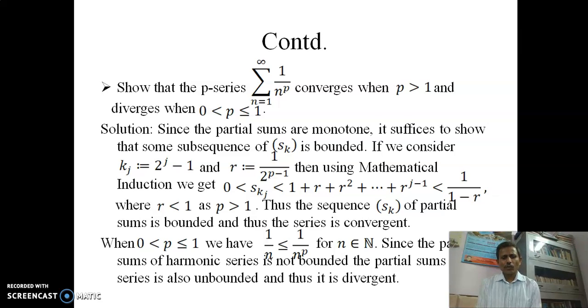When 0 < p <= 1, we have 1/n <= 1/n^p for n belonging to N. Since the partial sums of the harmonic series, summation 1/n, are not bounded, the partial sums of the P series are also unbounded, and thus it is divergent. So the P series is convergent for p greater than 1 and divergent when 0 < p <= 1.